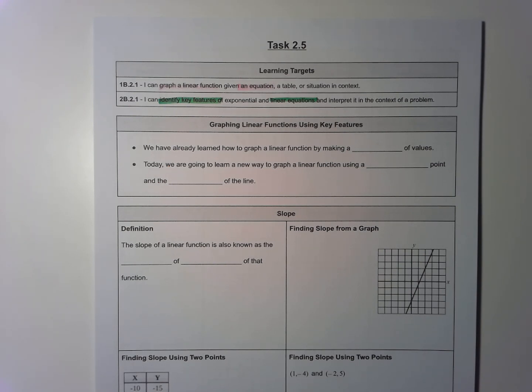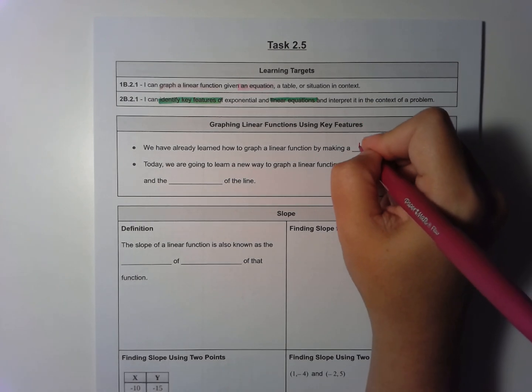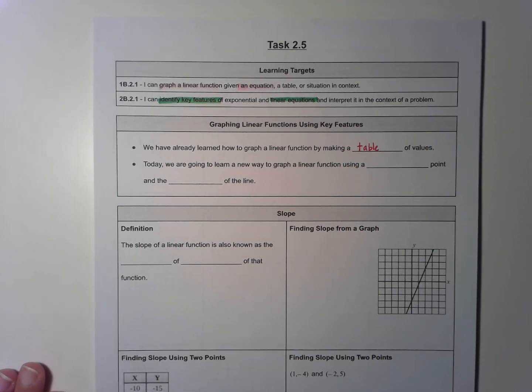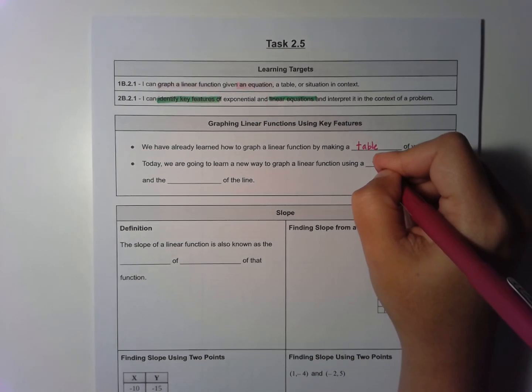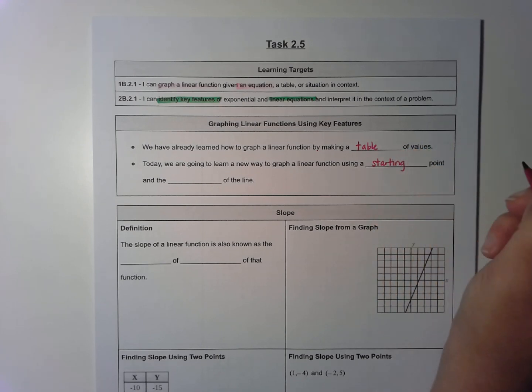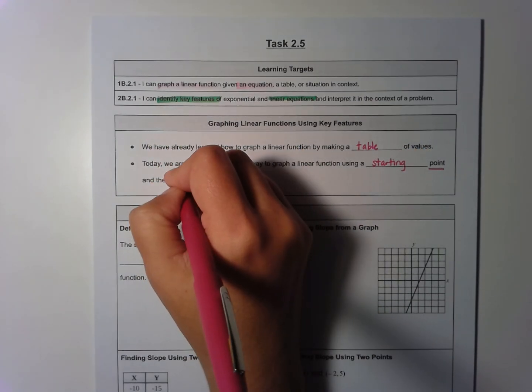All right, so the big idea for today is that we have already learned how to graph a linear function by making a table of values. We've been doing that since pretty much the beginning of the year. Today, we're going to learn a new way to graph a linear function. And this way is not going to use a table of values. It's going to use a starting point and the slope of the line.